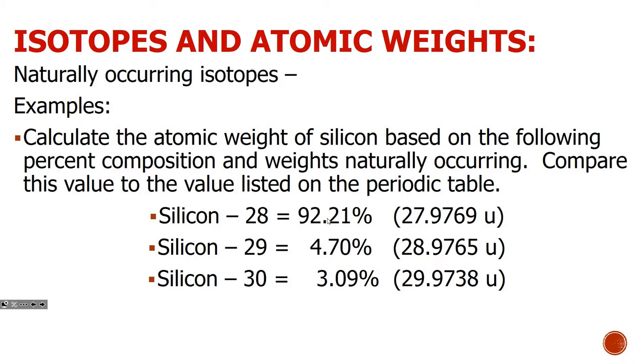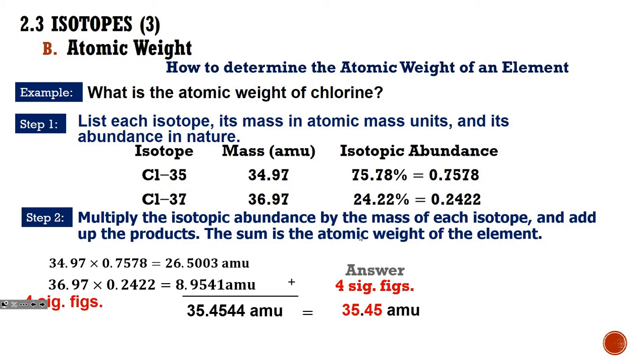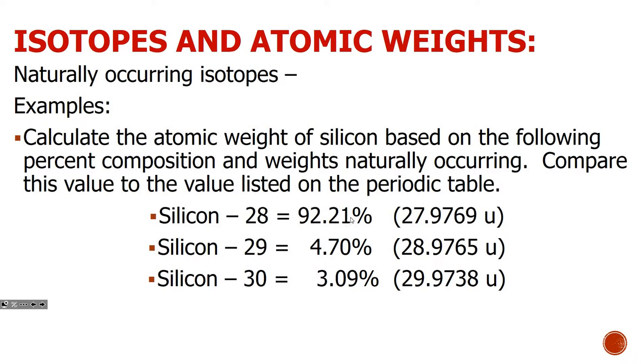Okay, so let's do some more. The example that was right here was from your book. I like to wait till the end to divide by 100 to get it out of percent, so I just save time. So I like to take 92.21 times 27.9769 plus 4.7 times 28.9765 plus 3.009 times 29.9738, enter, then divide by 100, and I've got my answer. Okay, so go ahead and do that and see what you get.